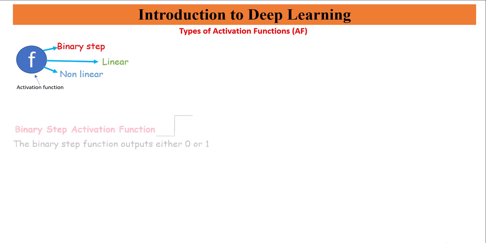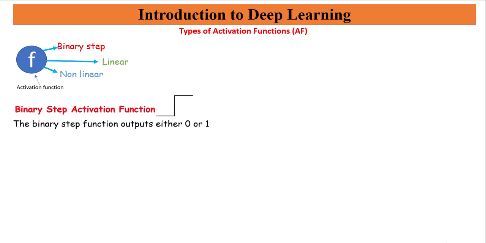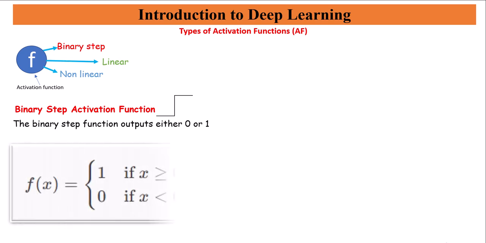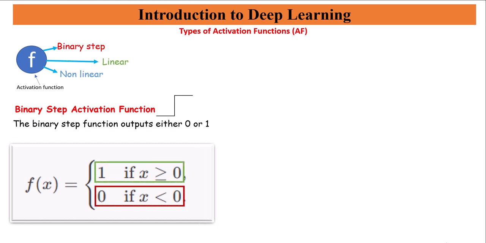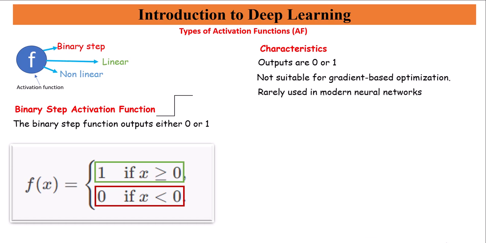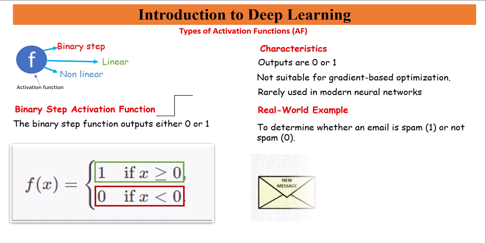The binary step function outputs either 0 or 1 based on a threshold. This is its mathematical representation. As you can see here, output is 1 if x is greater than or equal to 0, otherwise output will be 0. Major characteristics of the binary step function include: it outputs are binary, that is 0 or 1. It is not suitable for gradient-based optimization. The binary step function is rarely used in modern neural networks. Real-world example: the binary step function was used in early perceptrons for binary classification tasks, such as determining whether an email is spam or not spam.